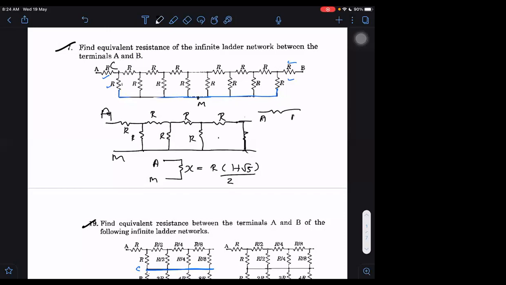A to M and M to B, both will be the same. This is X and this is also X, so the total from A to B becomes 2X. I'm ignoring this terminal here, which was creating a problem for me. I know that this C is also there here, in between there's one terminal. That terminal I'm completely ignoring while we reach the middle.